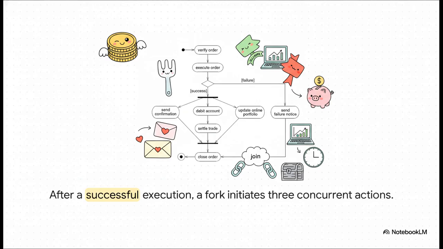A fork kicks off 3 separate actions that all happen at once. We send a confirmation, we debit the account, and we update the portfolio. Then, that join node patiently waits for all 3 of those things to finish before the process can finally move on to close order and reach the end. See? All the pieces we talked about, working together beautifully.